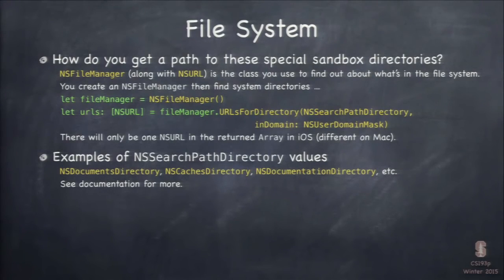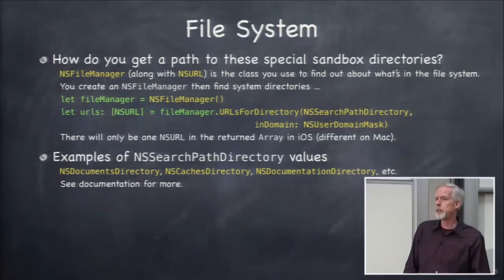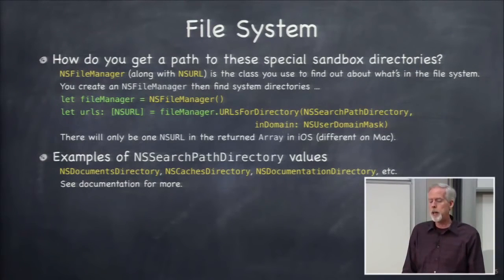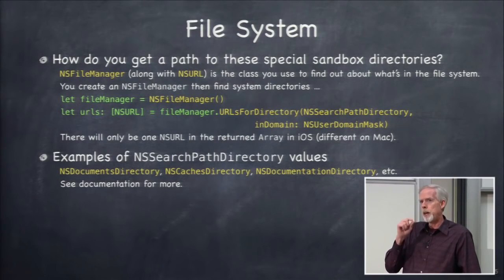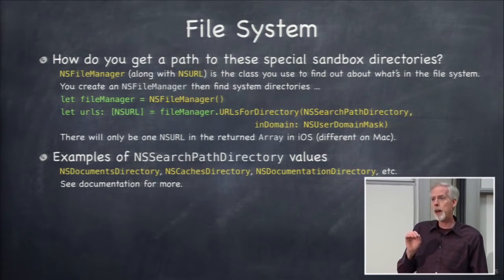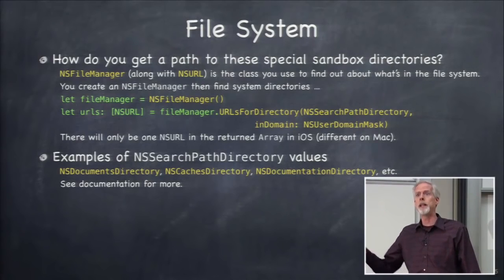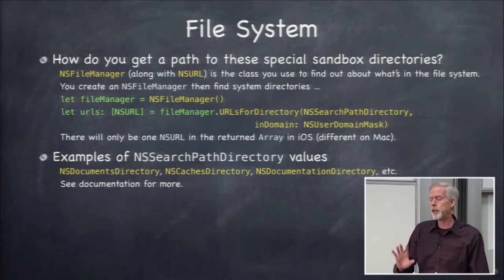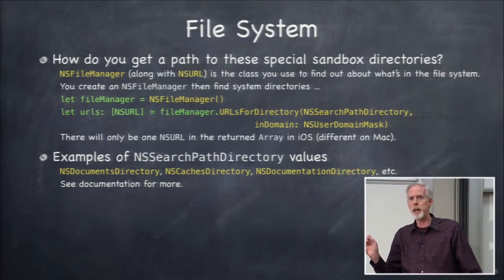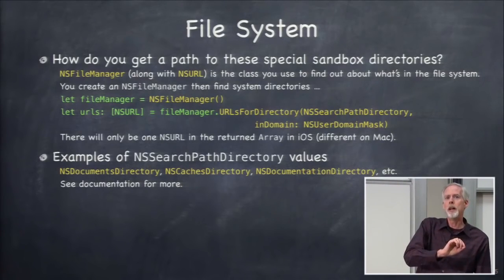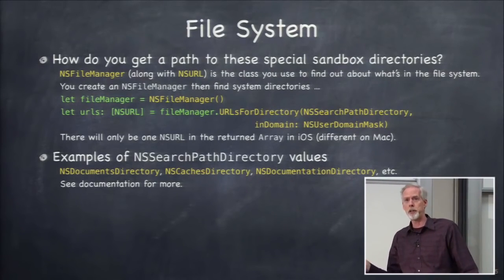So how do you get the URL to these special directories in your sandbox? You do it with this file manager class, NSFileManager. There's a class function called defaultManager that will give you the default NSFileManager. The only thing to be careful about is that NSFileManager is thread safe, and a lot of times you might want to read and write a very large file in a different thread. NSFileManager is completely thread safe, but only for an instance that is created in that thread. In other words, you should never create an NSFileManager instance in one thread and then use it in another one. That's not thread safe.